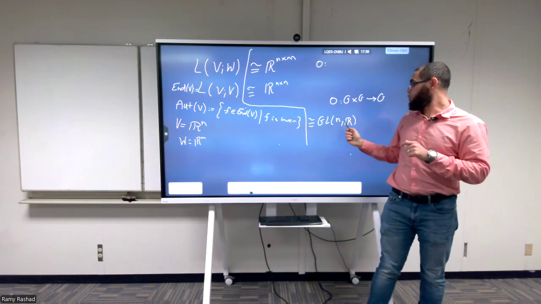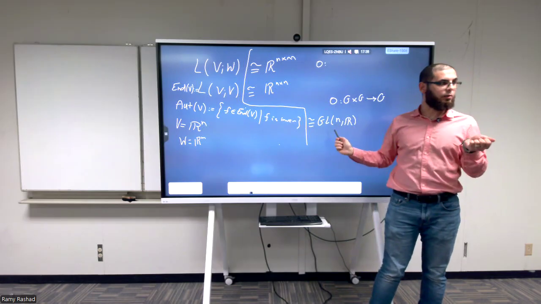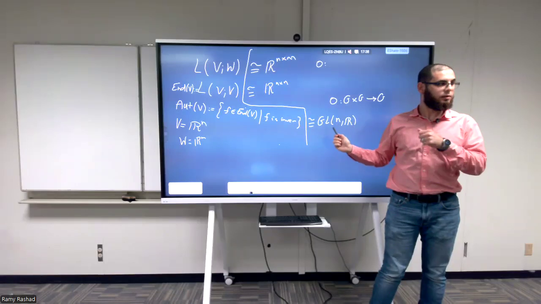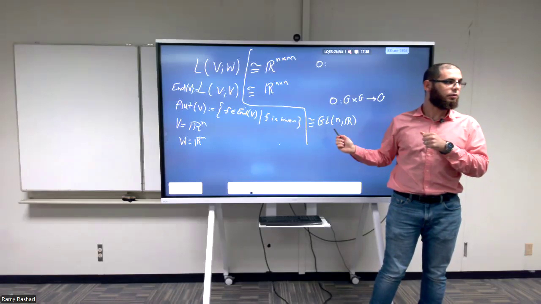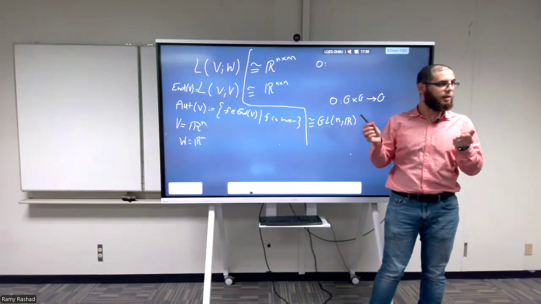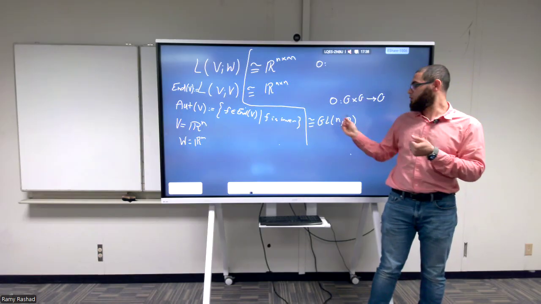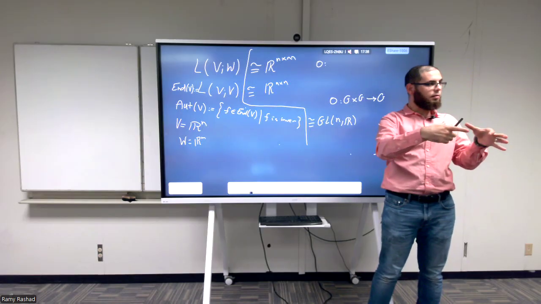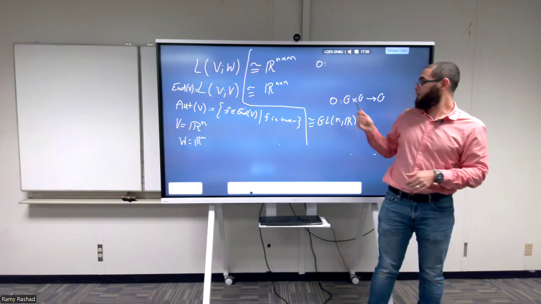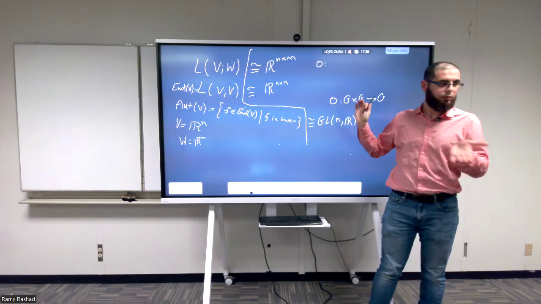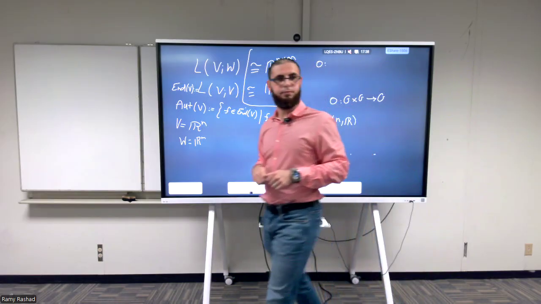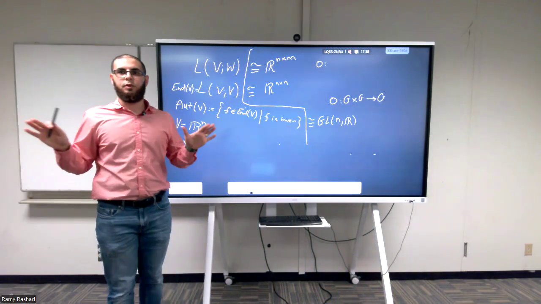Just like when you multiply two n by n matrices, you get another n by n matrix. If you multiply two matrices that have determinant not equal to 0, you get a matrix that has a determinant not equal to 0. So you can multiply invertible matrices and get another invertible matrix. That's why it's a group by itself, right? I can multiply two invertible matrices and get another one.